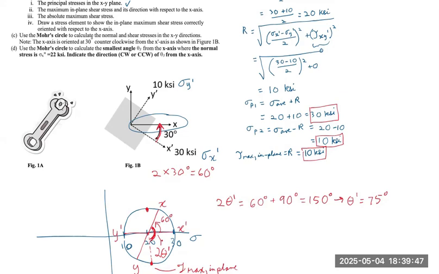And notice that with respect to the x-axis, we went counterclockwise to arrive at the x-axis. So this means that from the shear stress element, we will rotate 75 degrees counterclockwise on this stress element to arrive at the shear stress. Oh, or no, we would rotate 75 degrees counterclockwise from the shear stress to arrive at the x-axis, and thus 75 degrees clockwise from the x-axis to arrive at the shear stress.